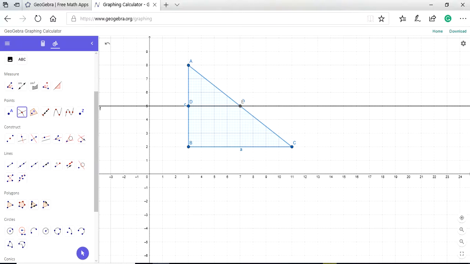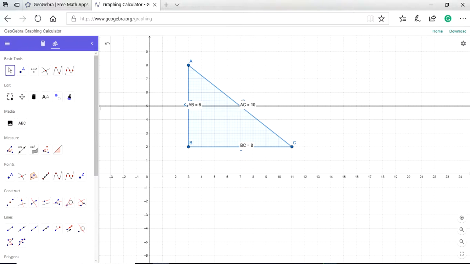Now, we're going to measure the distances between all of them so we can find out the lengths of each one. So I'm going to start off by measuring from A to B, and then I'm going to go from B to C, and then A to C. And then you see we have a 6, 8, and 10 triangle.